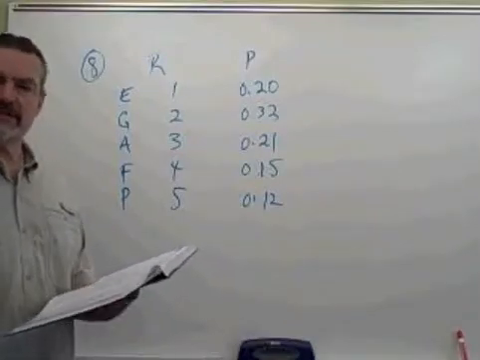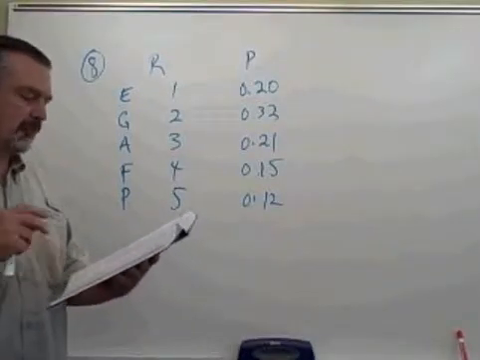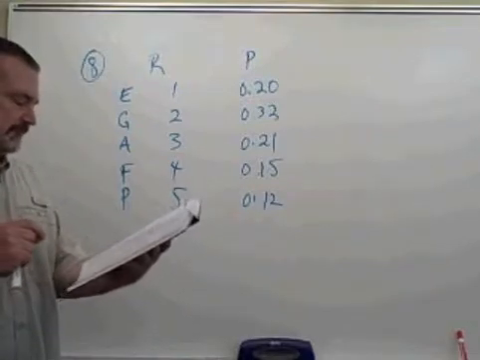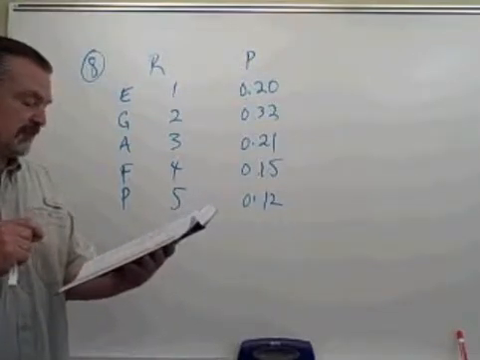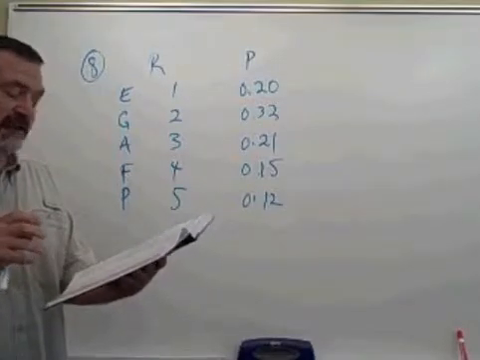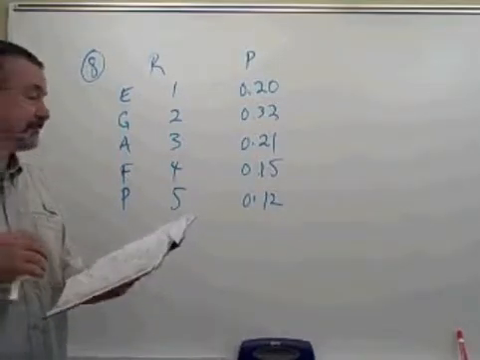This is problem 8 from the review sheet. Problem 8 references problem 13 from the chapter 8 review. It says an instructor summarized his student ratings, scale of 1 to 5, in the following probability distribution.